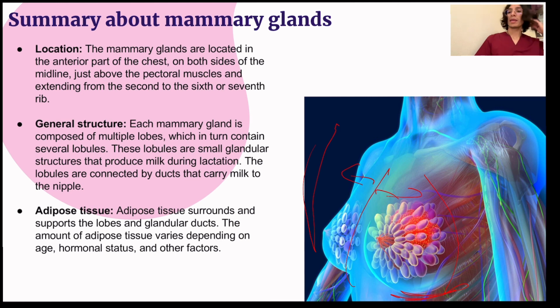General structure. Each mammary gland is composed of multiple lobes, which in turn contain several lobules. These lobules are small glandular structures that produce milk during lactation. The lobules are connected by ducts that carry milk to the nipple. Adipose tissue surrounds and supports the lobes and glandular ducts. The amount of adipose tissue varies depending on age, hormonal status, and other factors.